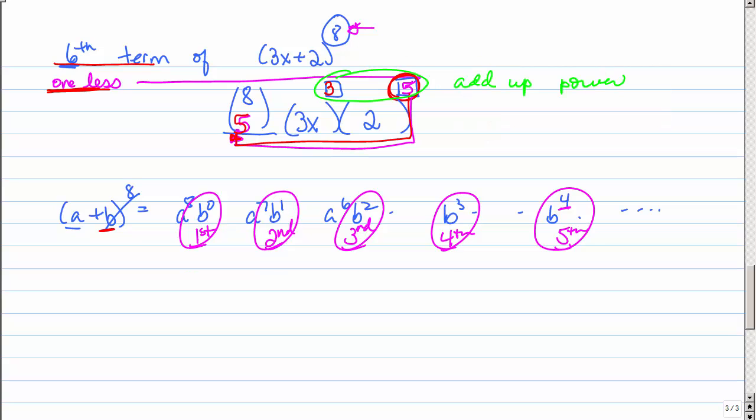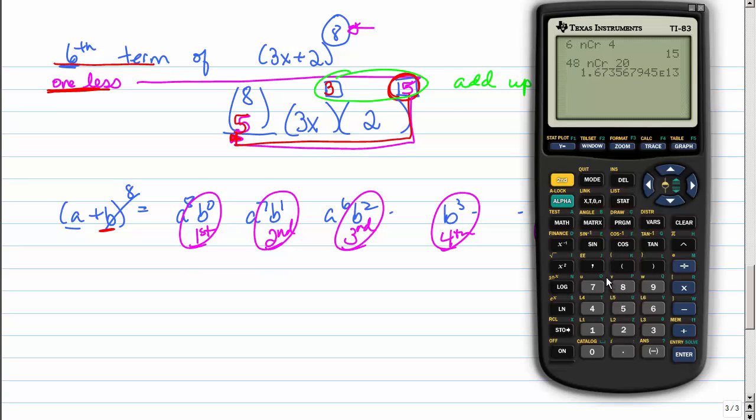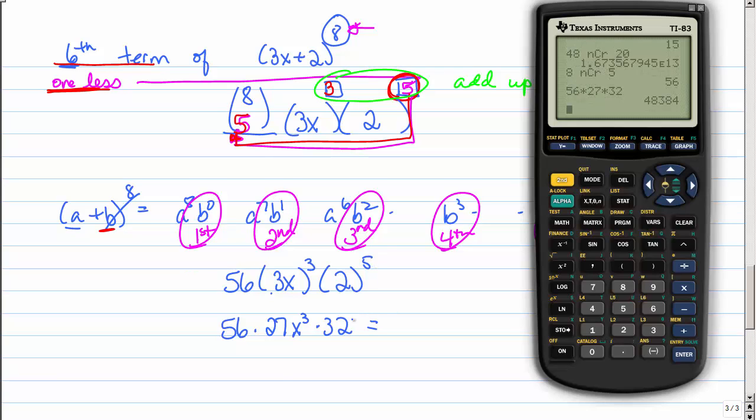So I'm going to take my calculator. I need to punch in 8 and then math, go to probability, option 3, so that's 8 choose 5. So that number is 56. So I need 56, (3x) to the third power, and 2 to the fifth power. So let's see, 3 to the third is 27, and 2 to the fifth is 32. So yes, I'm going to use a calculator to punch all that in. Wow, that's a big number. And that would be the sixth term of that binomial.